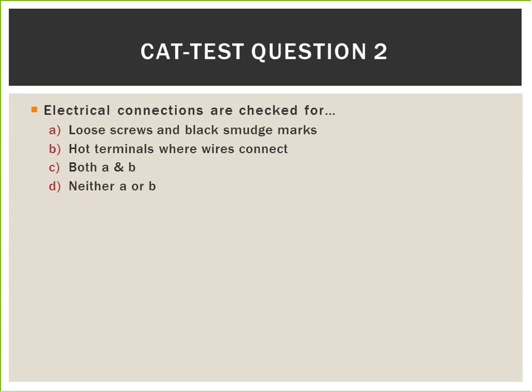CAT test question 2. Electrical connections are checked for A, loose screws and black smudge marks, B, hot terminals where wires connect, C, both A and B, or D, neither A or B. Answer C is the best answer here because both answers A and B are correct, as indicated by the photos on the screen.